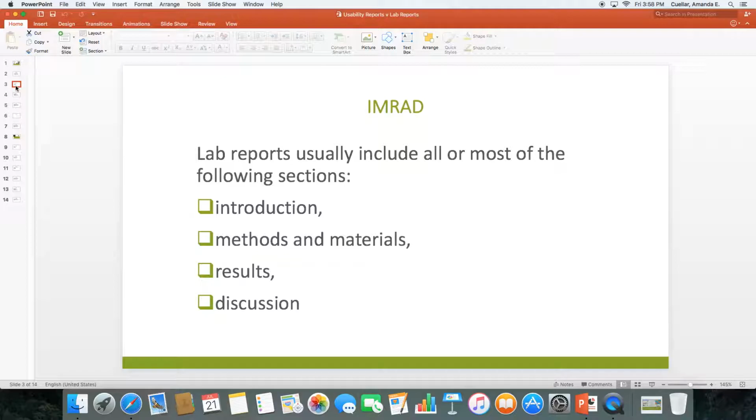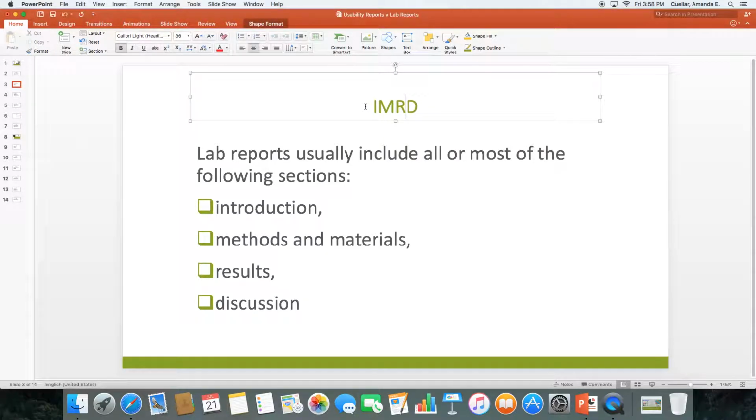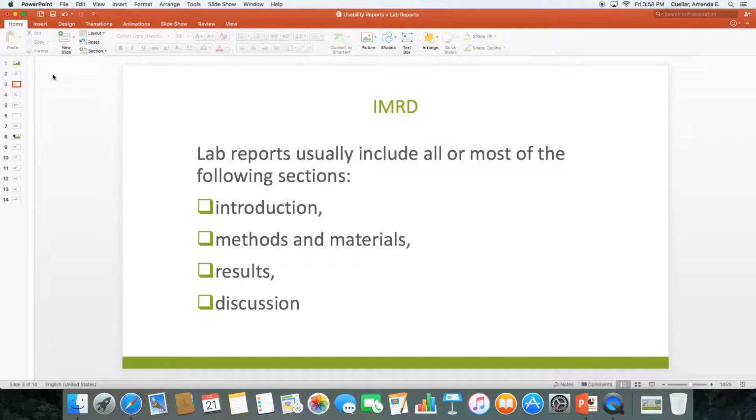The format that scientists follow to fulfill their audience's goals follows a basic format. Lab reports usually include all or most of the following sections: an introduction, methods and materials, results, and a discussion section, or IMRD for short. The IMRD follows the scientific method but elaborates on the processes involved.